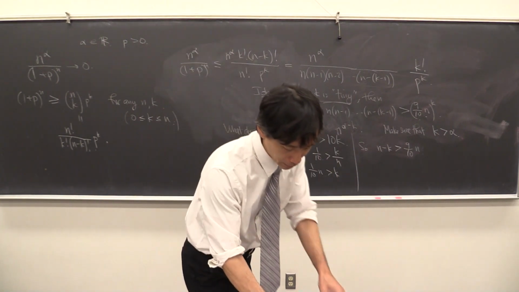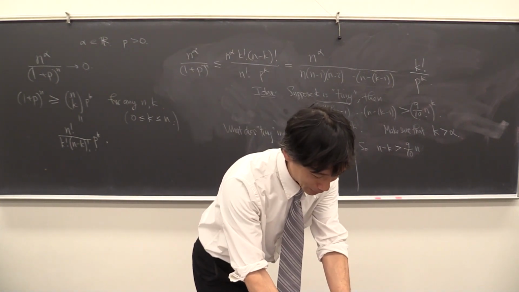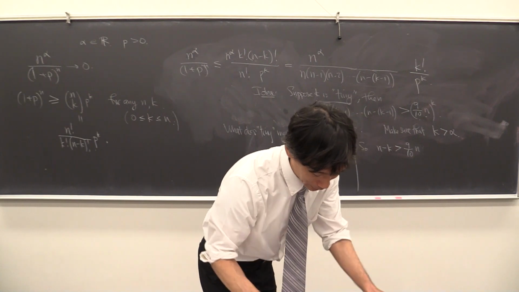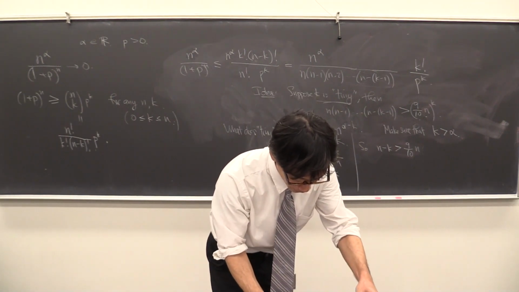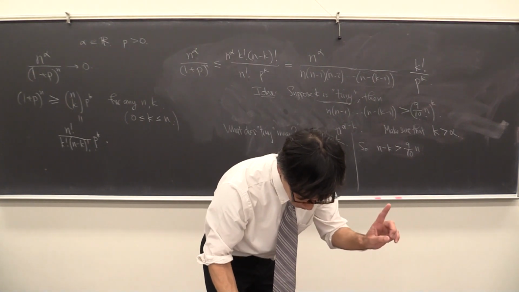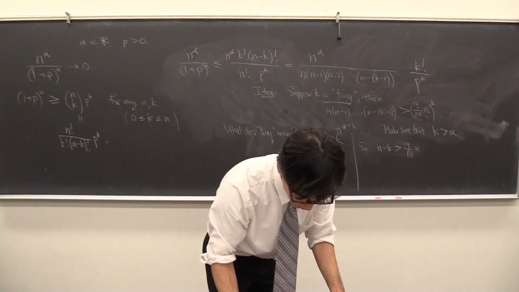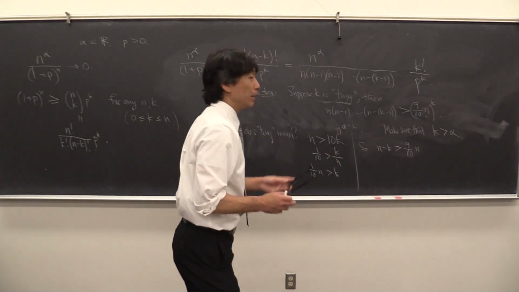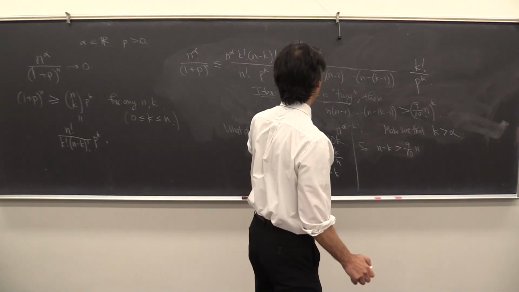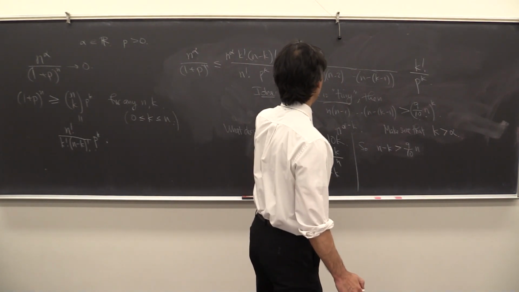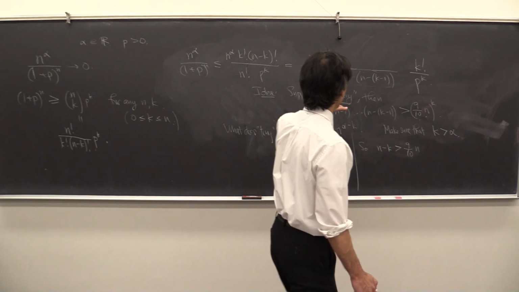Right? Is that right? Let me make sure I'm not saying something crazy here. The whole idea is to make n be in the denominator because we are comparing. Yeah, we're good. Right.